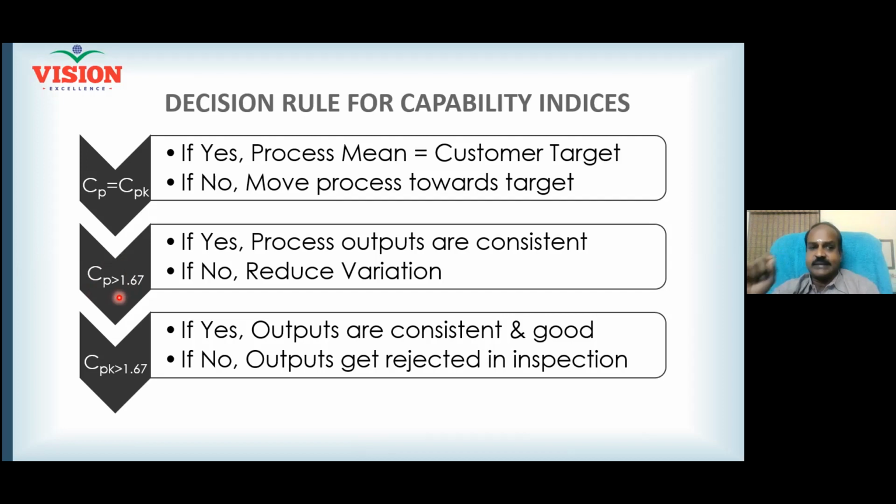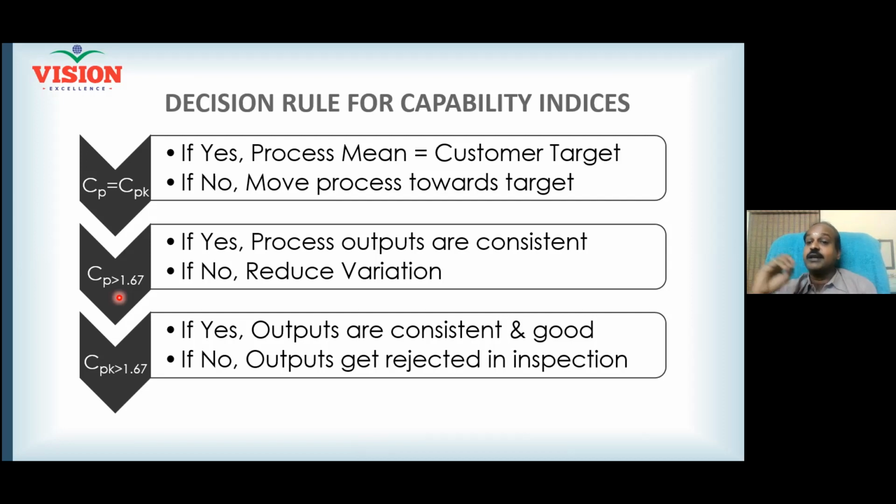For example, let me say my CP is 1.85. My CPK is 0.8. What is it telling you? Central tendency is shifting. You have very good consistency. Variation is very low. Sigma is very low. When sigma is very low, it is very easy to shift the mean. When you shift the mean, what will happen? Your CPK will suddenly increase from 0.8 to 1.85. So a very good opportunity exists for improving your capability.